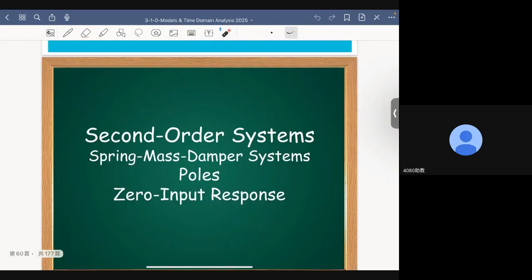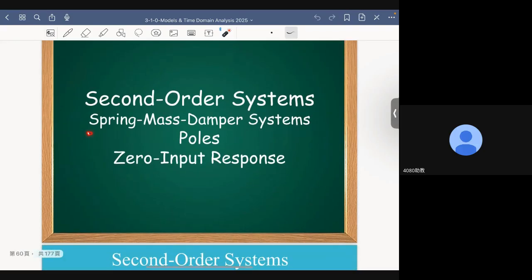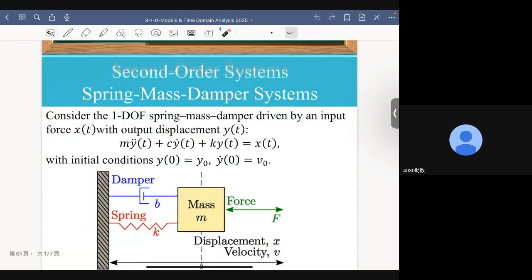Okay, the focus of today's lectures will be on spring mass damper systems. In particular, we will study the impacts of the location of poles. In the first part of today's lecture, we'll first study the zero input response of a spring mass damper system.